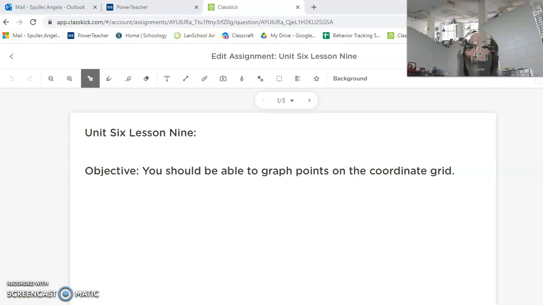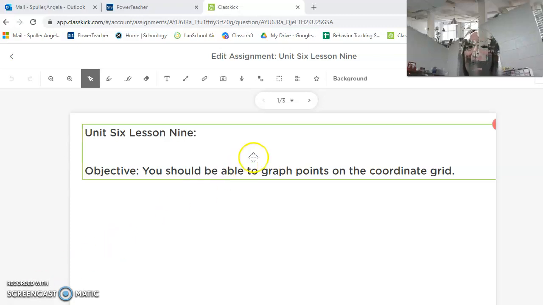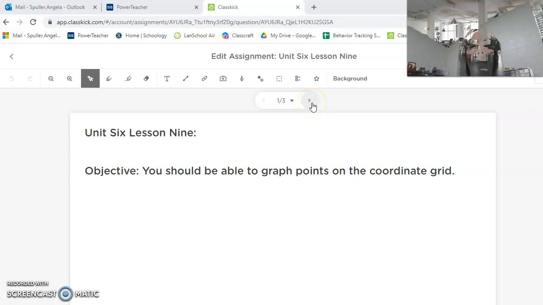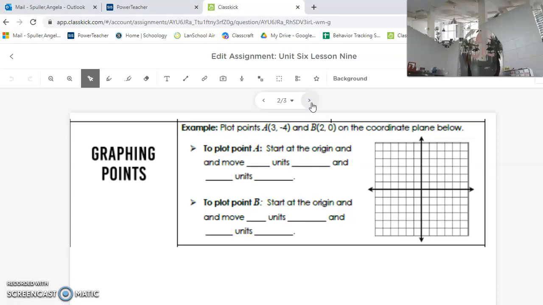Hi, this is Mrs. Oakley, and today we're going to be looking at Unit 6, Lesson 9. This is your last lesson in this unit, so pay attention closely. By the end of this lesson, you should be able to graph points on the coordinate grid.